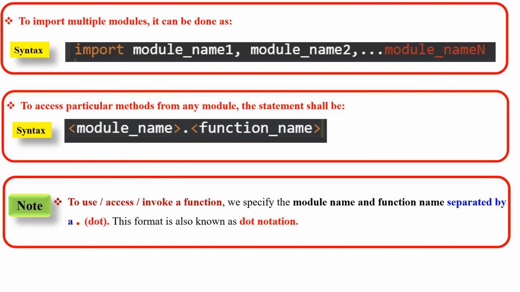To import multiple modules, it can be done as import module_name1, module_name2, and so on. To access particular methods from any module, the statement shall be module_name.function_name. Here, you have to note that, to use or access or invoke a function, we specify the module name and function name separated by a dot. This format is also known as dot notation.